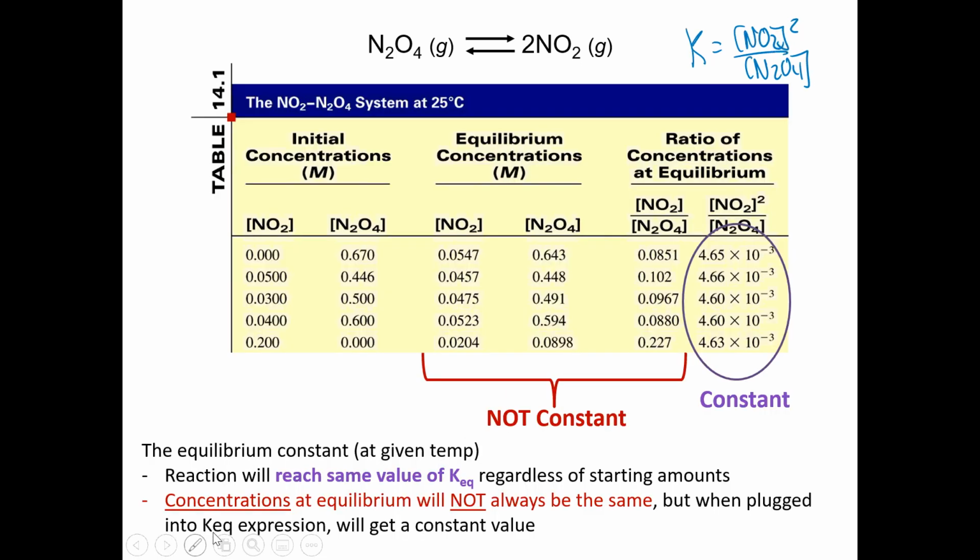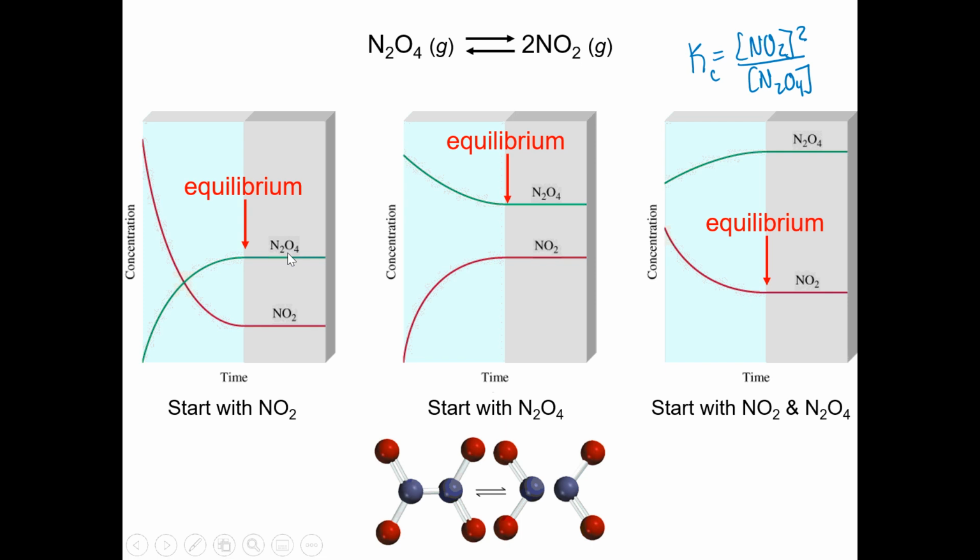And notice that in this case, the constant here is less than 1. Right, it's 10 to the negative 3, so K is less than 1. And if you think about what that tells us, the ratio of products to reactants is less than 1, which means you end up with more reactants than products at equilibrium. And let's go back and double check that. Yep, we have more reactants than products at equilibrium. So you have more N2O4 than NO2.